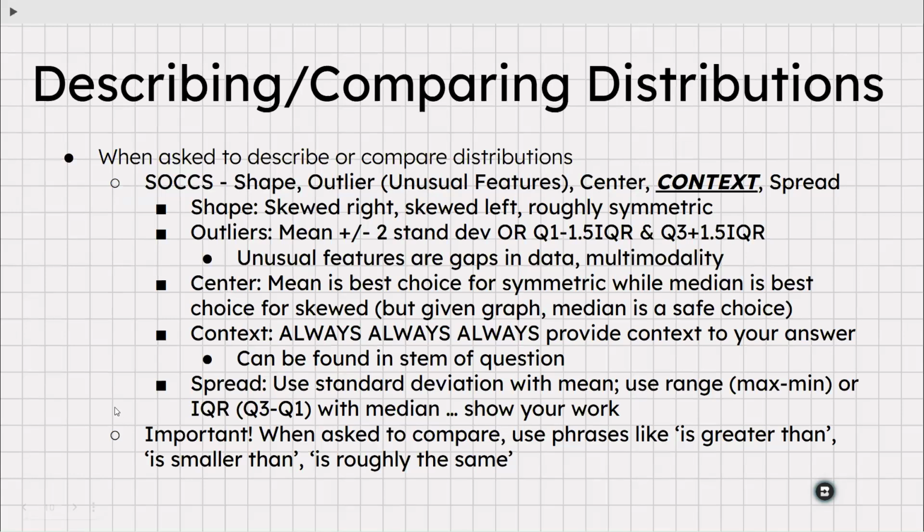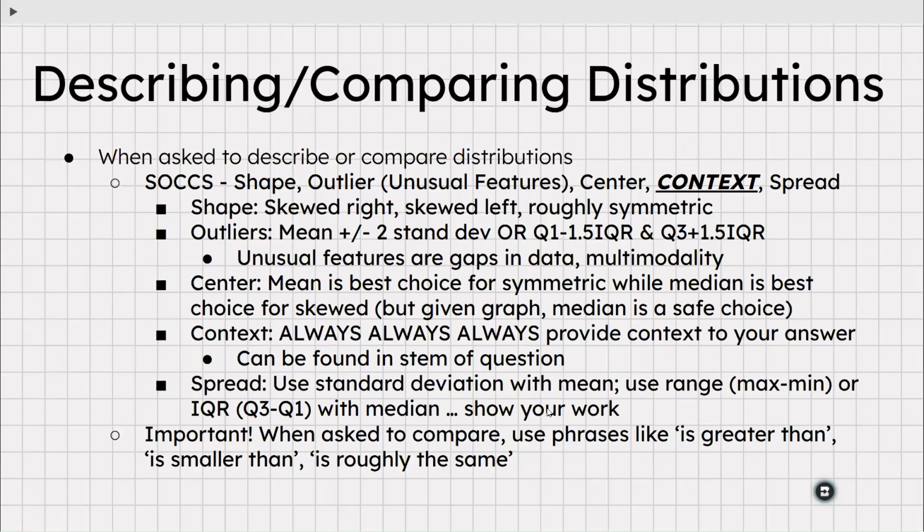And the last thing, and we'll talk about this in our example I'm going to bring up in a second, it's very, very important when you're asked to compare, and the word compare will be there. You must use phrases like is greater than, is smaller than, is bigger than, is larger than, is slower than, is faster than, is roughly the same, is equal to. Anytime you're asked to compare, you need to use those phrases. So if I said that my median was 10 and my wife's median was 12, that's not comparing. My wife's median is larger than my median. That's what you want to say.